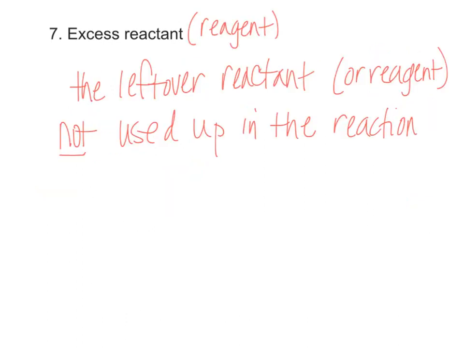So the opposite of limiting reactant is the excess reactant or reagent, and it is the leftover reactant or reagent that is not used up in the reaction. And so, of course, when we're doing our theoretical yields and we're doing a limiting reactant problem, the excess will be the one that produces the higher amount, because you would run out of the limiting reactant first, so you would have a lot of this left over.